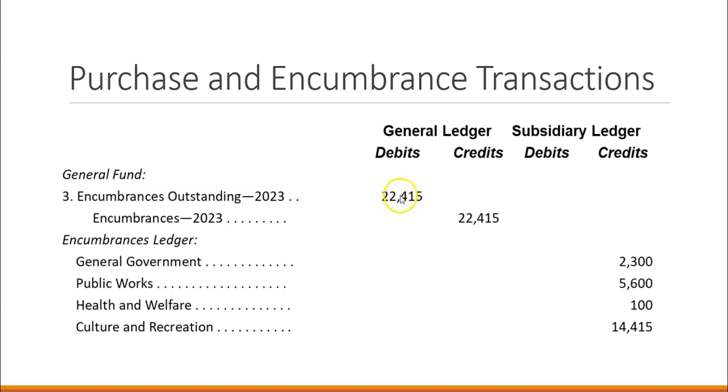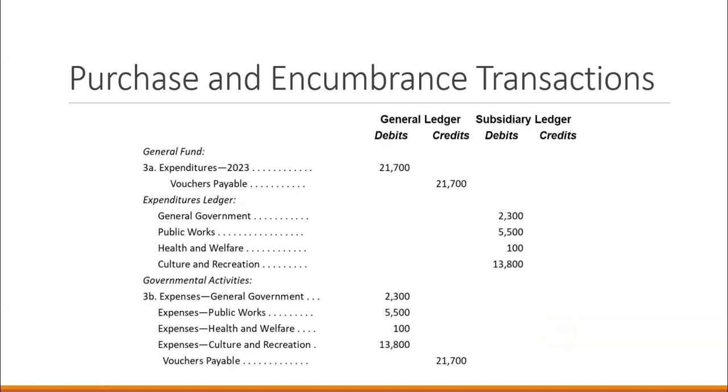We're going to reverse that encumbrance that we had. We're going to credit our encumbrances account, and then we're going to process the vouchers. So when we process the vouchers, we then have expenditures. So we record expenditures in the subsidiary ledger and expenses in the governmental activities ledger.